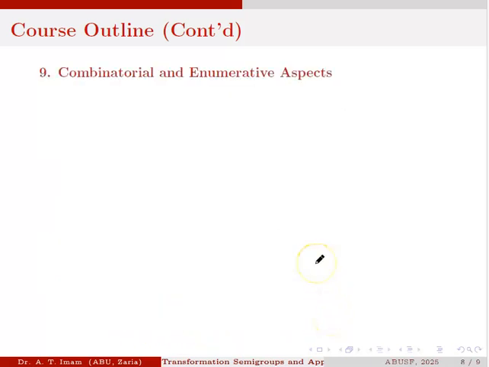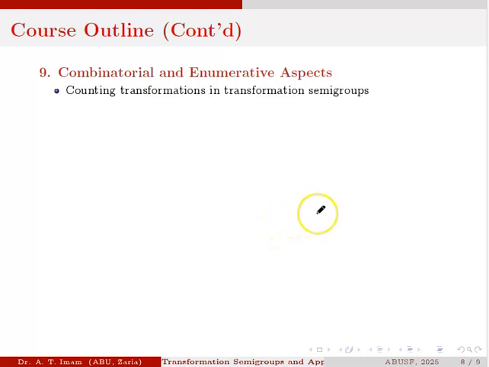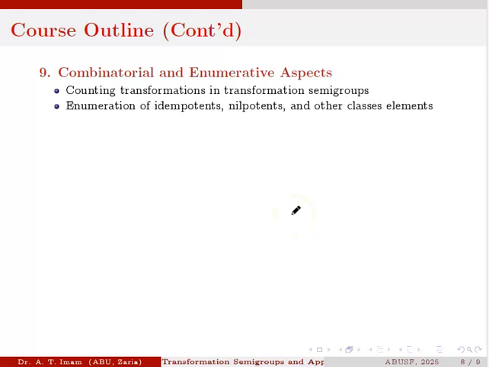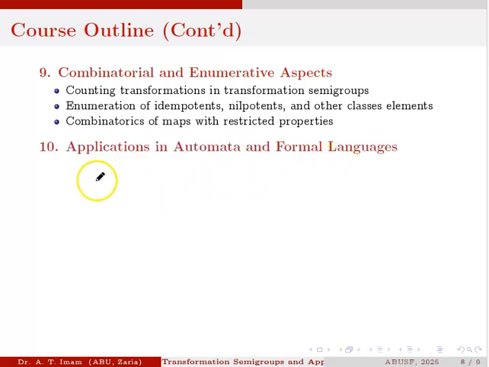And then we will start talking about combinatorial and enumerative aspects in the 9th chapter, where we'll look at counting transformations in transformation semigroup. So we'll be looking at answering questions like how many elements are there, what is the number of idempotents in a particular semigroup, and what is the number of nilpotents, and so on. And then enumeration of idempotents, nilpotents, and other classes of elements, like I said. Combinatorics of maps with restricted properties.